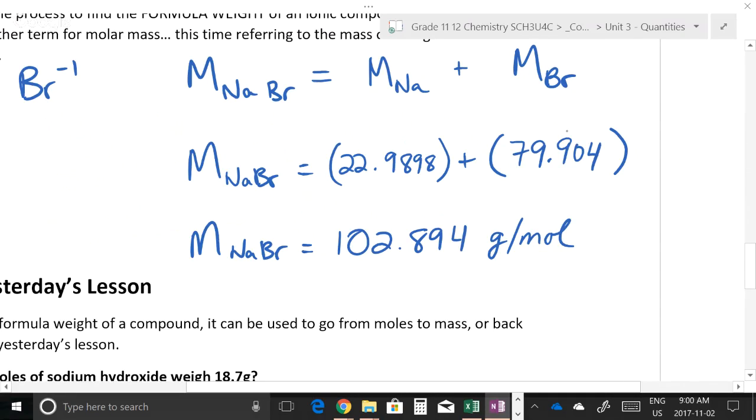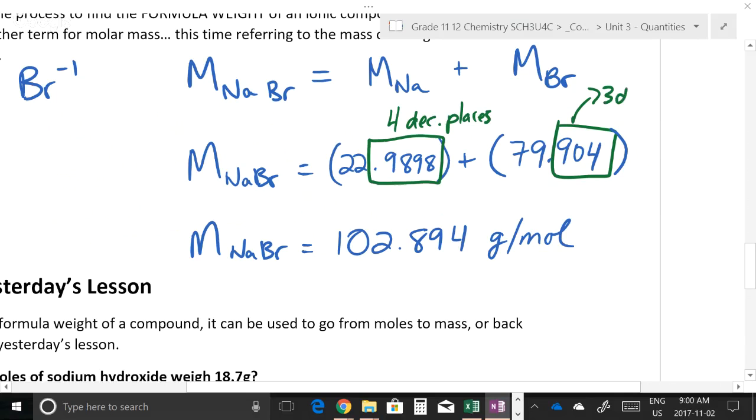Because, again, when we're adding, are we concerned about significant digits? No, we're concerned about decimal places. How many decimal places did we have here? 4 decimal places. But here we had 3 decimals. And so, of course, the answer must only have 3 decimals. Good.